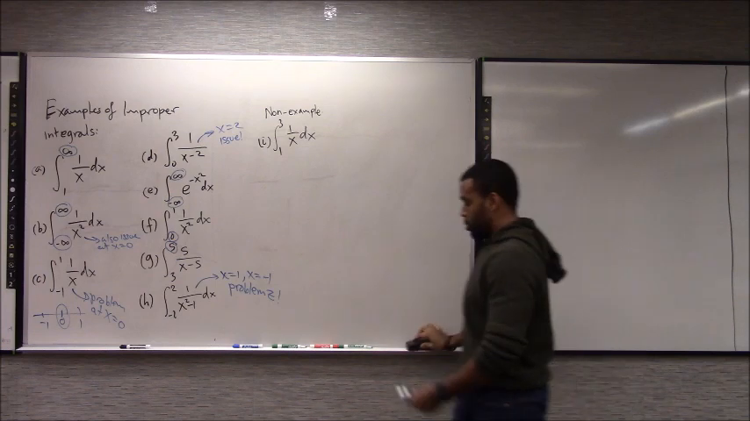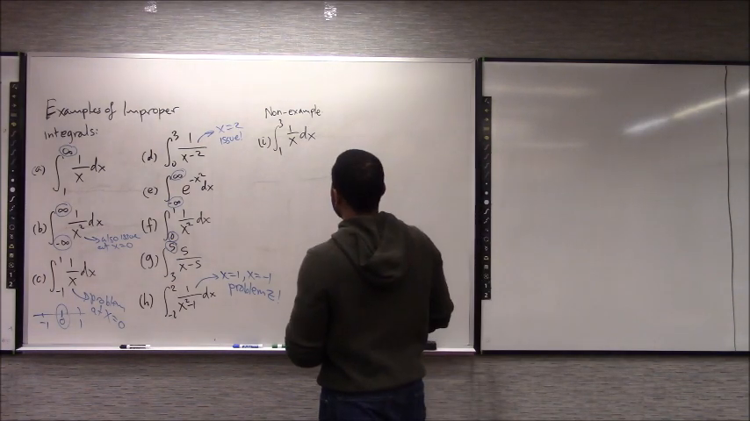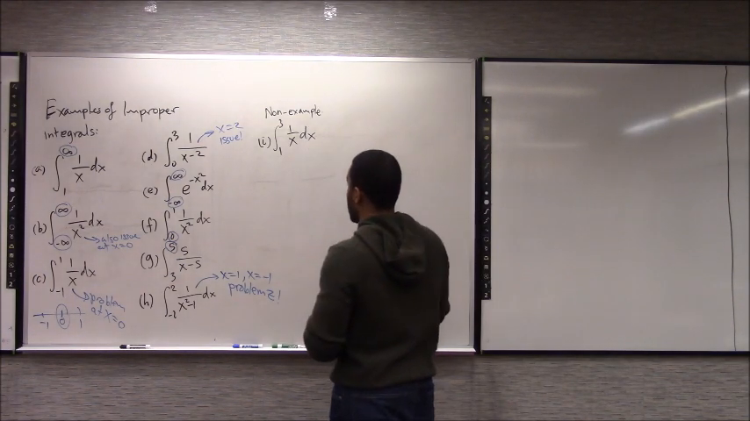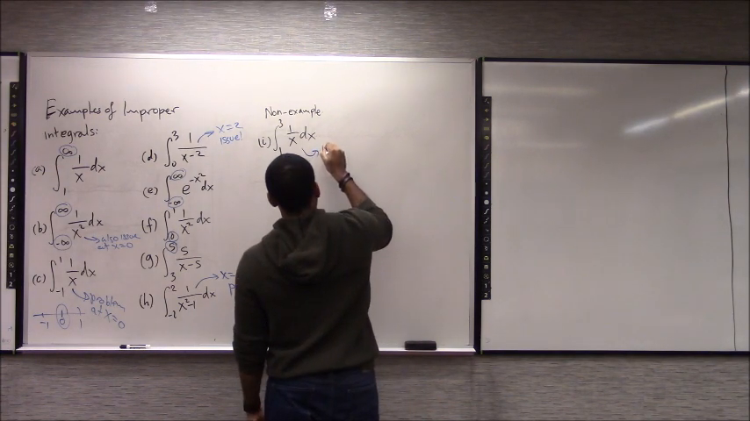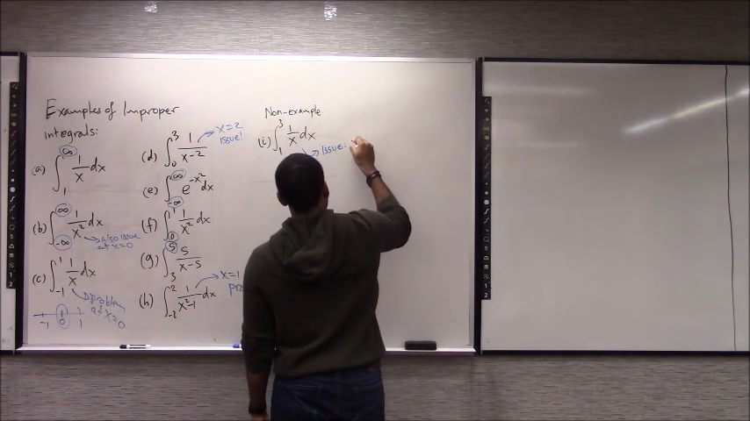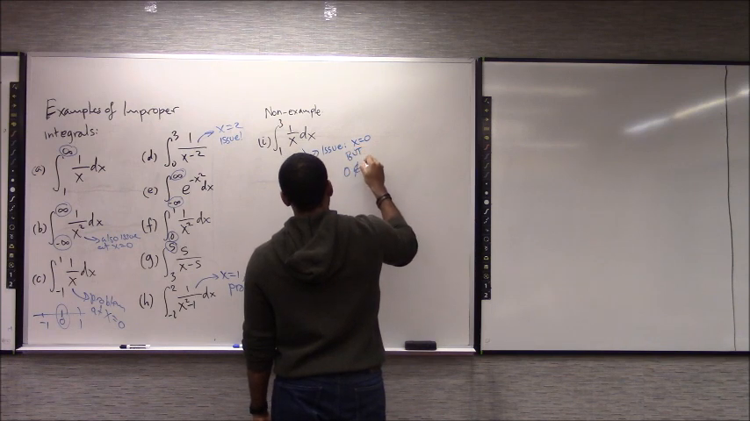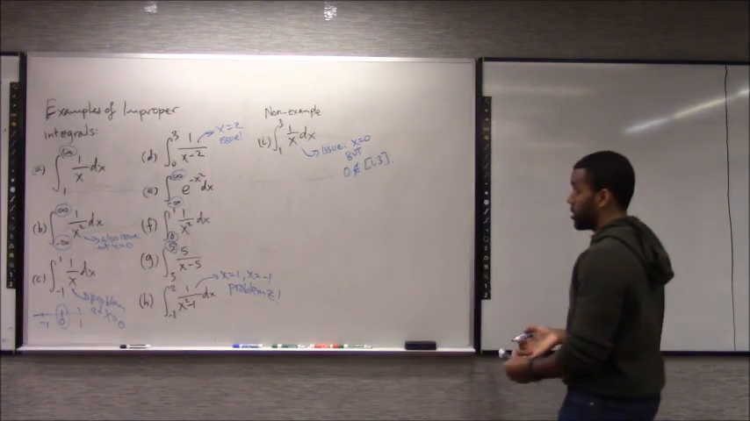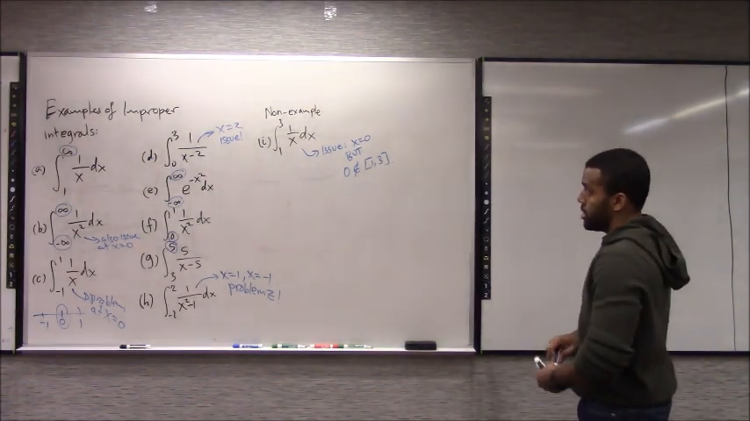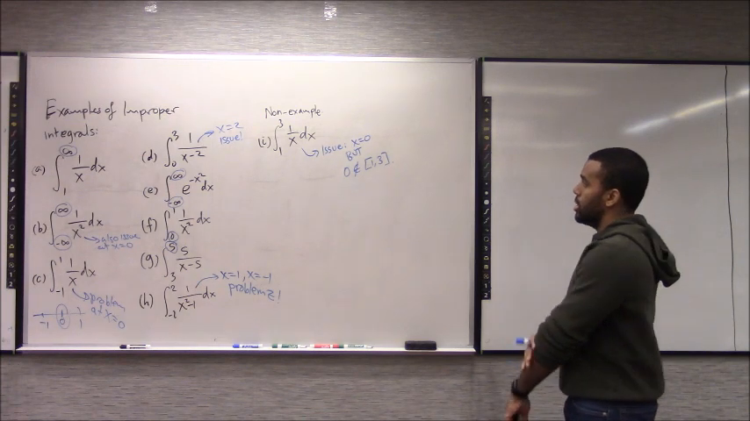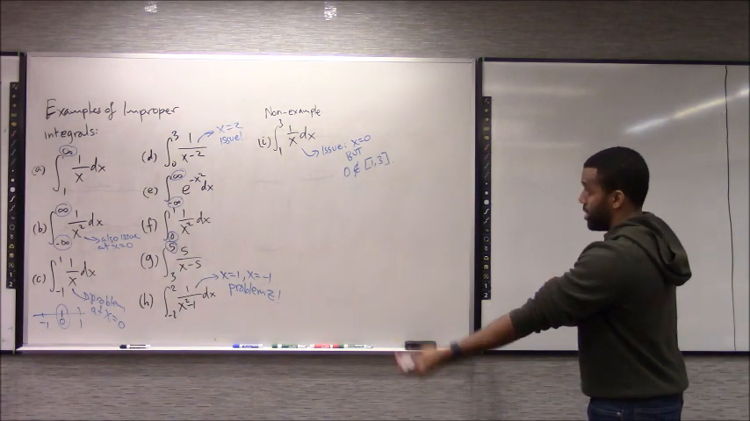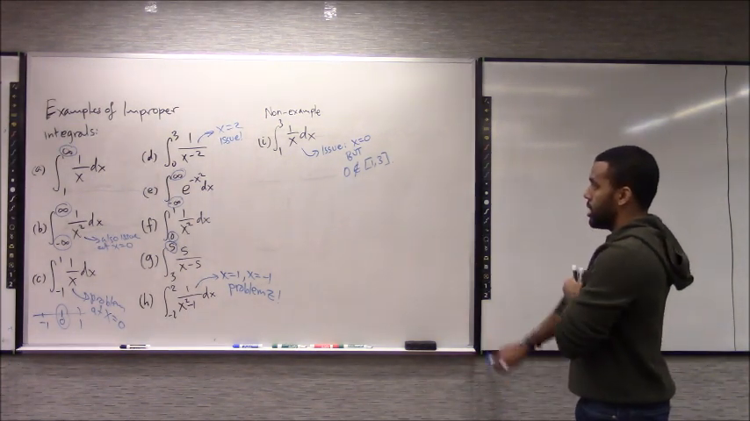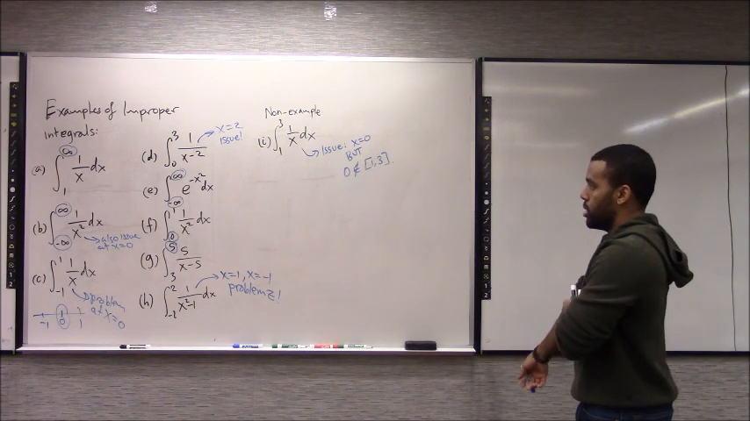Now, it is worth mentioning, this one is a non-example because the issue here is at x equals 0, but 0 is not in the interval 1 to 3. So that's not an improper integral. That is a proper integral. The fundamental theorem of calculus is going to work with that integral, and everything is going to be hunky-dory. In fact, you would know how to integrate that already using the power rule.